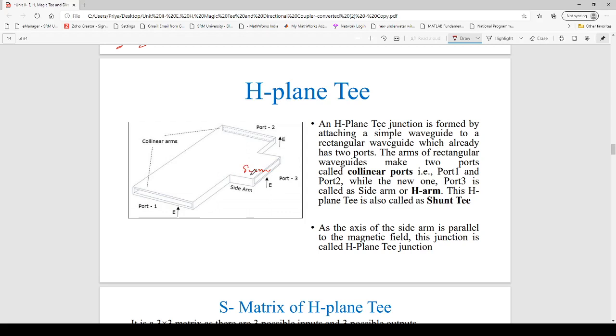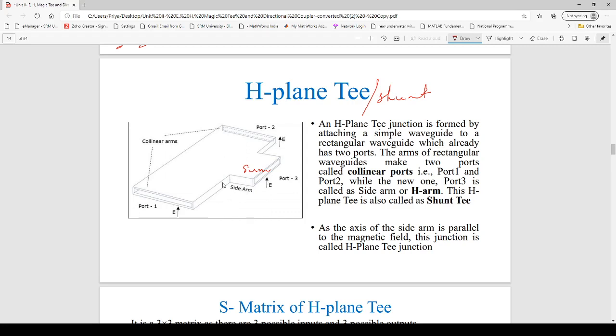Here it is also called the sum arm, whereas in your E plane we said it is a difference arm. And your H plane T is called the shunt T, whereas in your E plane it was called the series T, right? So here the axis of your side arm is parallel to the magnetic field, that is why it is called the H plane T. In the E plane it was parallel to the electric field, that's why it is called the E plane T. Here it is parallel to the magnetic field, that is why it is called the H plane T.